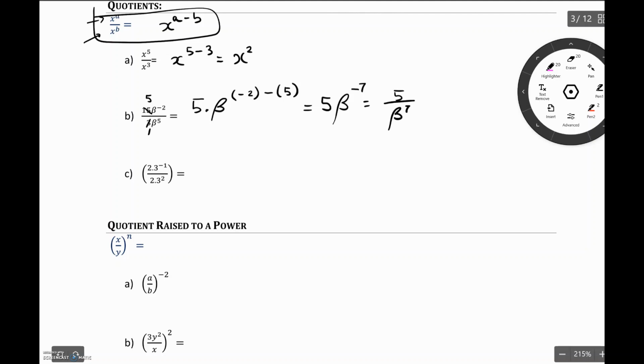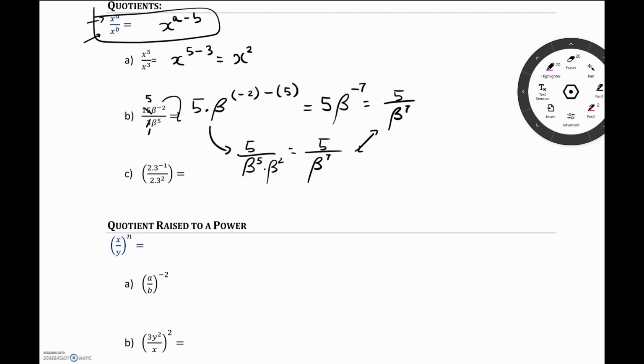the 7. Now, what I was alluding to here was that just looking at this, you could see that we have 5 in the numerator, right? And we could actually bring the negative 2 down. It becomes positive 2. So we're going to have beta to the 5 times beta squared, which is the same as 5 over beta to the 5 plus 2, which is 7, which is exactly what we have there.